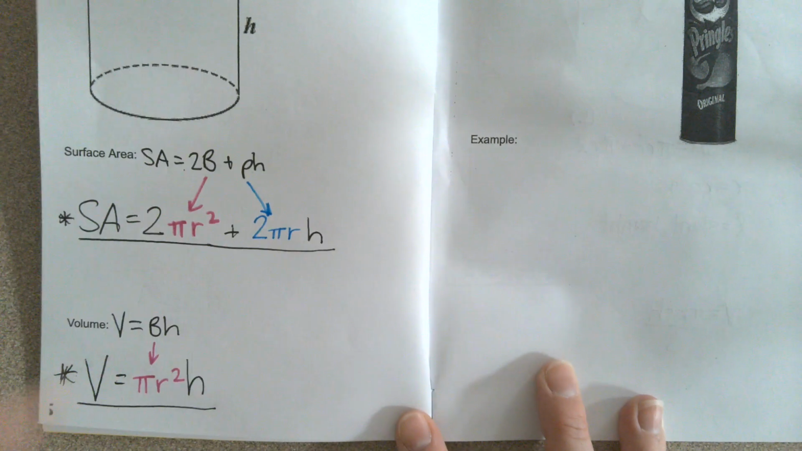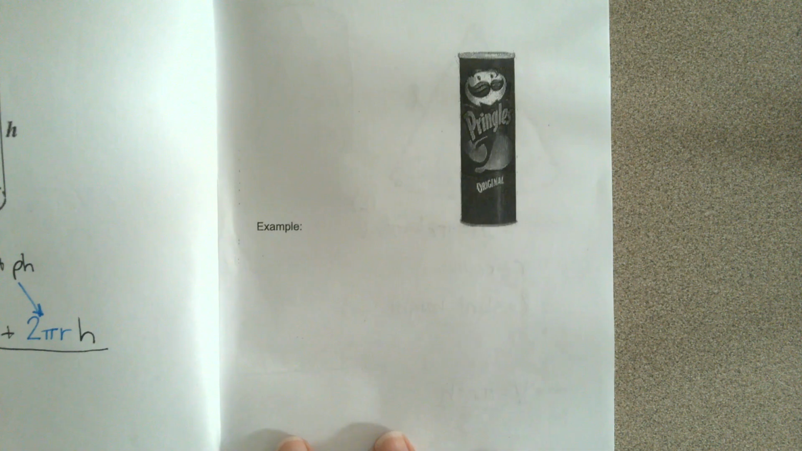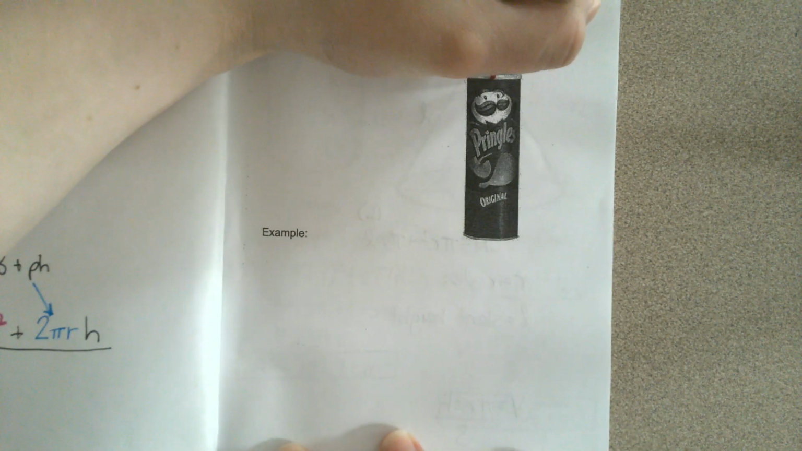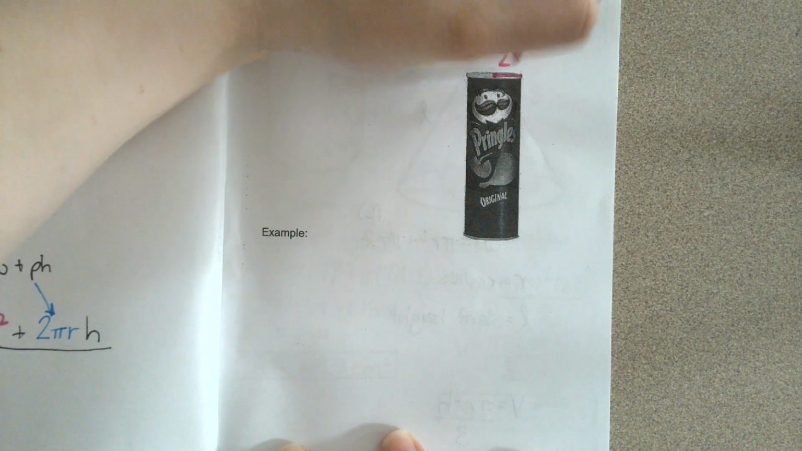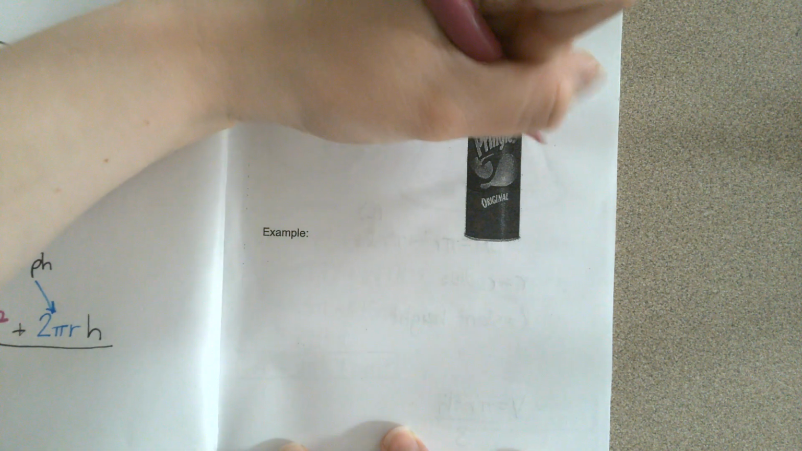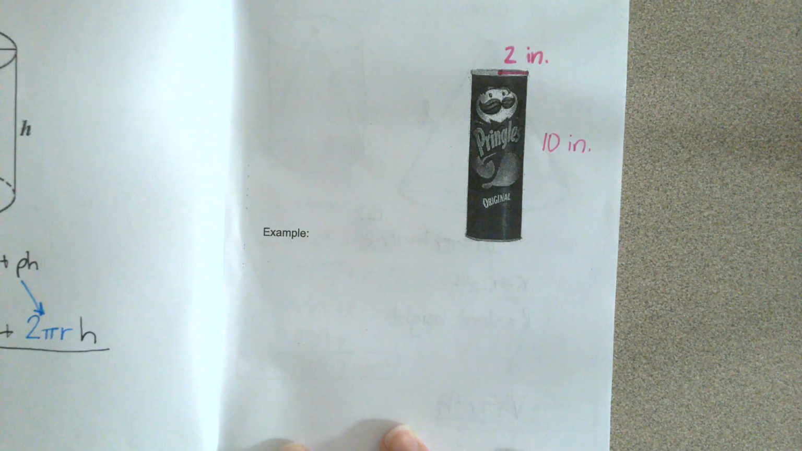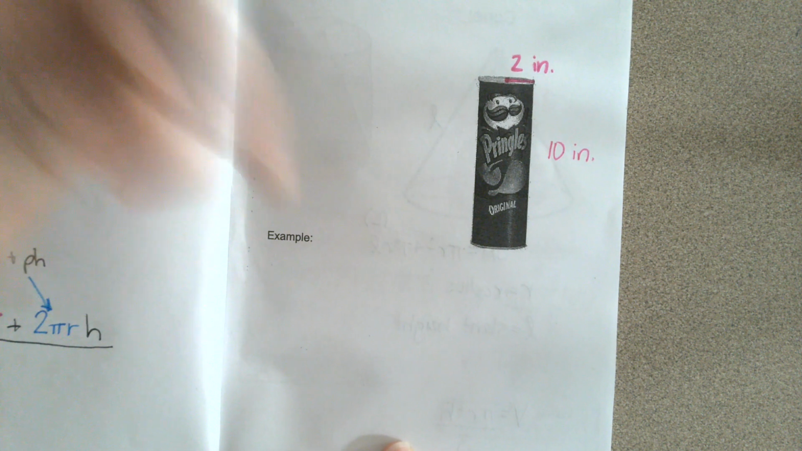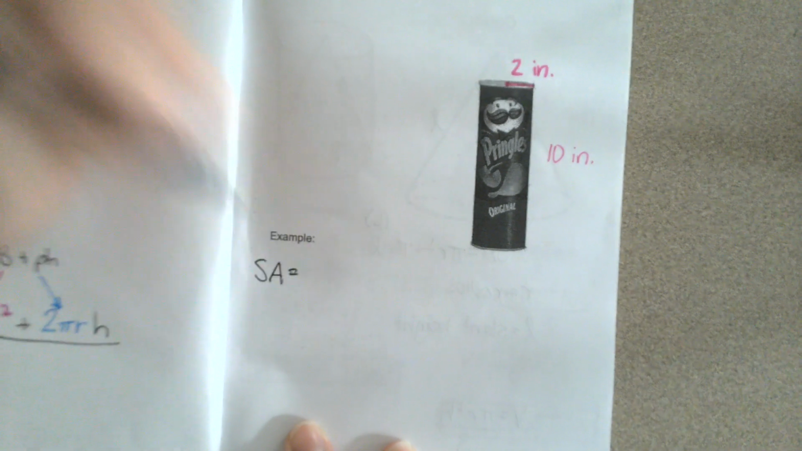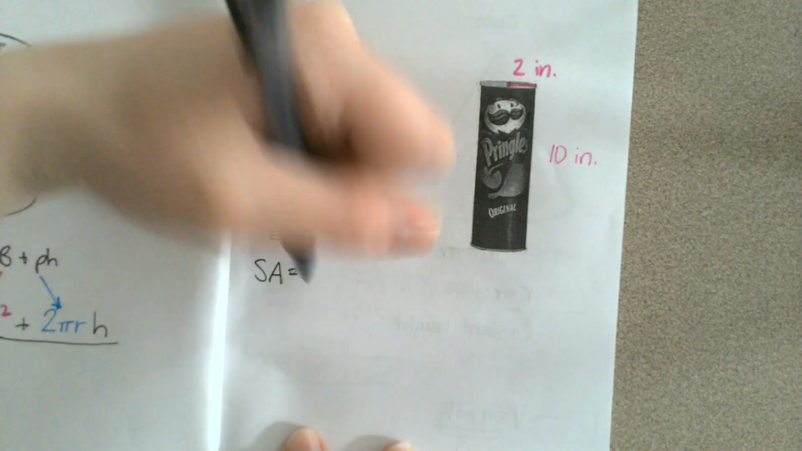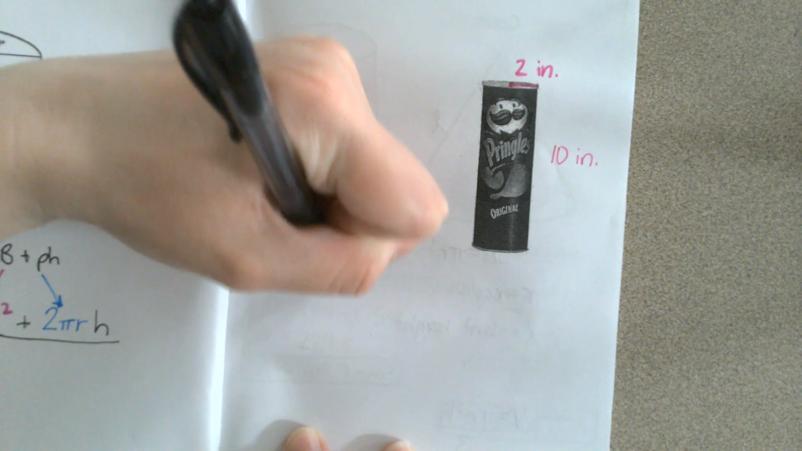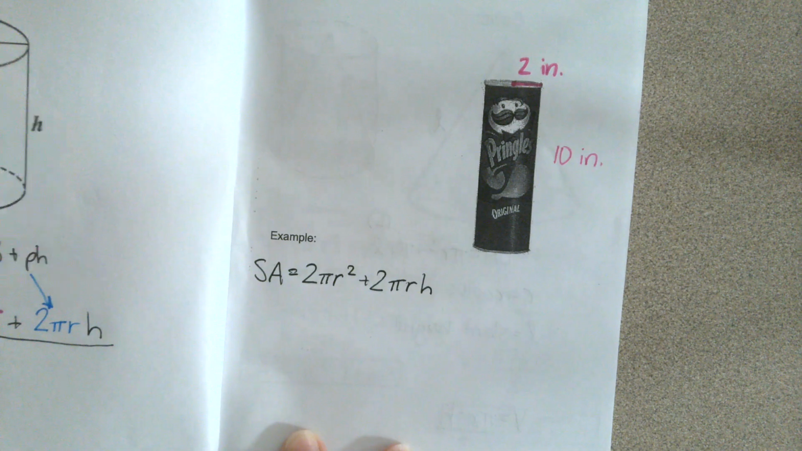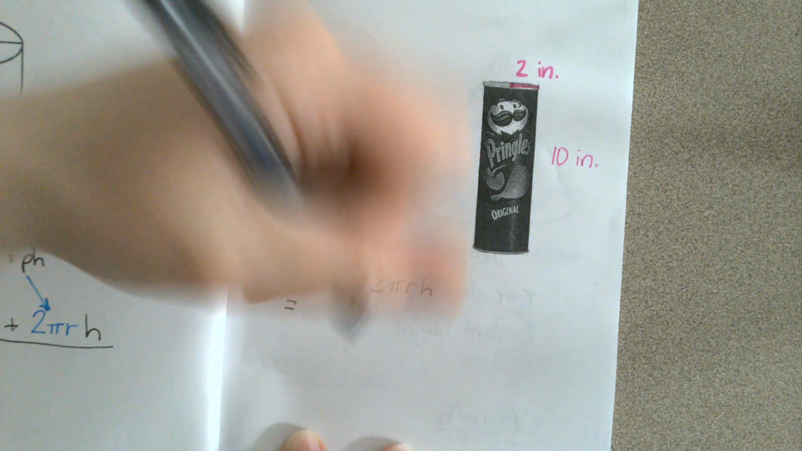All right, let's try it out with an example. Here we have a Pringles can, and on average, a Pringles can has a radius of 2 inches and a height of 10 inches. Using this information, we can find the surface area and volume of a Pringles can. So again, we start with our basic formula. Surface area equals 2 pi r squared plus 2 pi r h. And then we will plug things in.